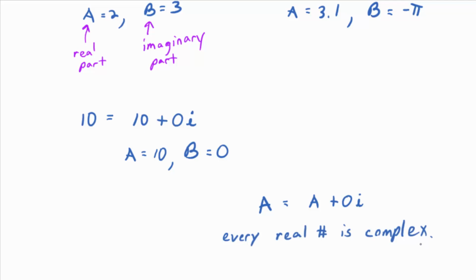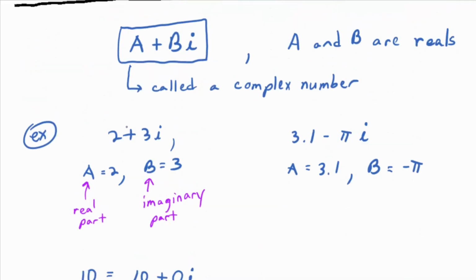Does it work the other way around? Every complex number is a real number? No. The first two examples of complex numbers would not be real numbers. So 2 plus 3i, no. Think of it this way: it has one foot in the real numbers, the number 2. It has another foot in the imaginary numbers, 3i. So that would be false. That means the set of complex numbers contains the real numbers.